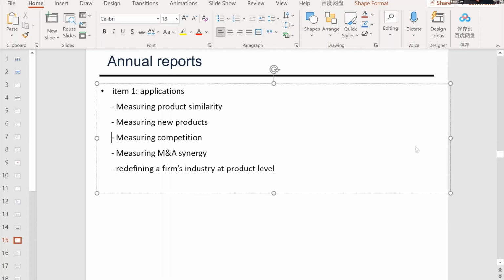item one. So we talked about the product similarity, we talked about the new products, we talked about competition, and we talked about the merger acquisition synergy. Let's also talk about industry definitions. This is very interesting stuff. Let's take Amazon as an example. Would you consider Amazon a retail firm selling stuff to consumers, or do you consider Amazon an e-commerce company, like a platform company? So how do we define the industry of Amazon?